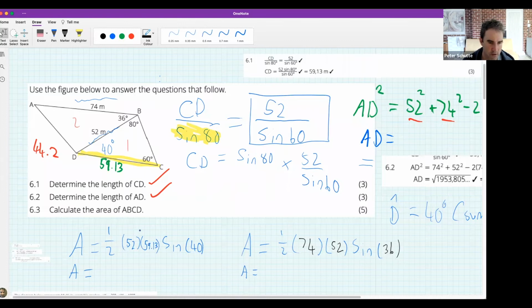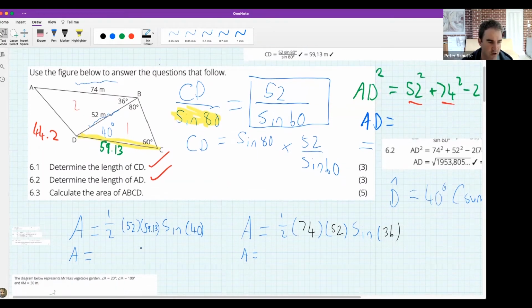Pleasure. Okay, so I see a couple of answers coming in. The units here are going to be meters squared. And so let's see what we get for our final answer here.